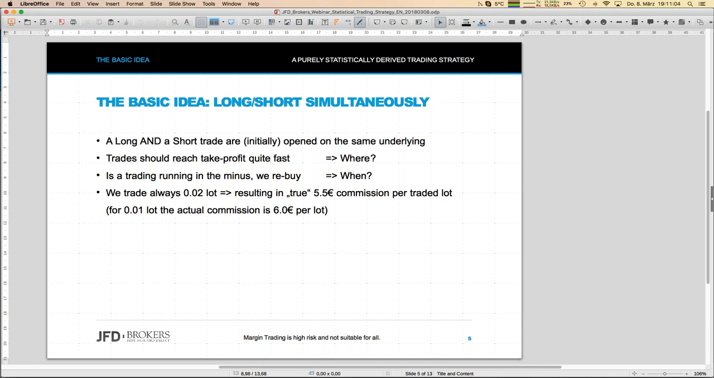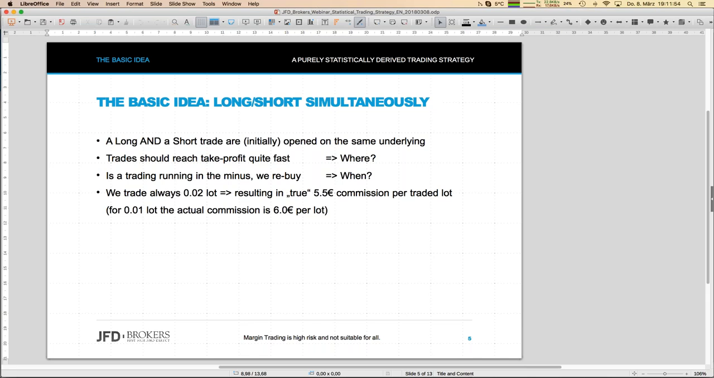So now we have two basic questions. Trades need a take profit, and we need that number. So we have to calculate that kind of number. I will show you on what basis we are doing that calculation. If we have a losing trade, we need a rebuy to recover. It's not martingale, it's a little bit like a grid strategy, but if you do it with a final stop loss, even if you increase your position size, then everything is okay. What do we trade? We always trade 0.02 lots in this case. And that has a specific reason why I do not go for the 0.01. It's a little bit related to JFD.